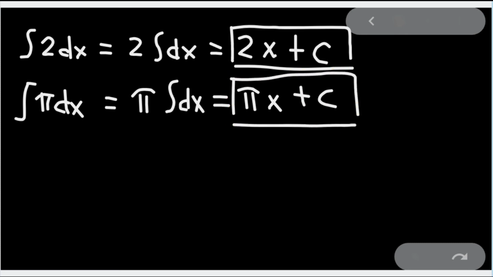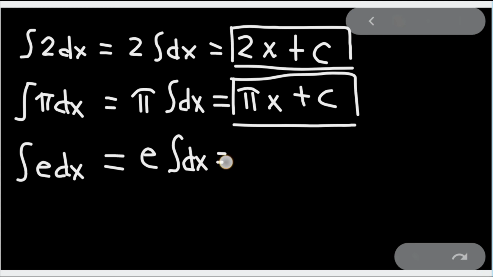Let's try another example. Let's say we have the integral of e dx. Our e here is a constant. So what we need to do is to put it on the left side. So we have e times the integral of dx. The integral of dx is x. So what we have is e times x plus c. So that's the first rule.